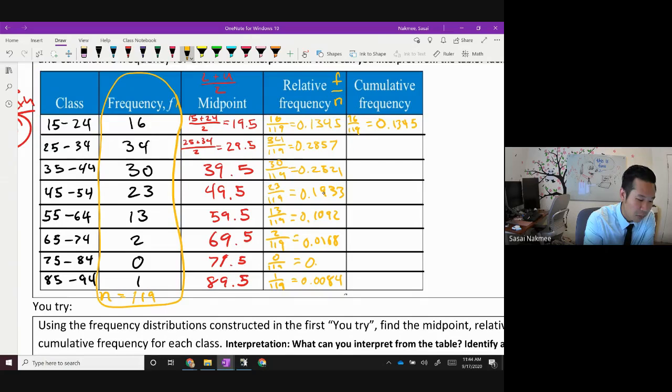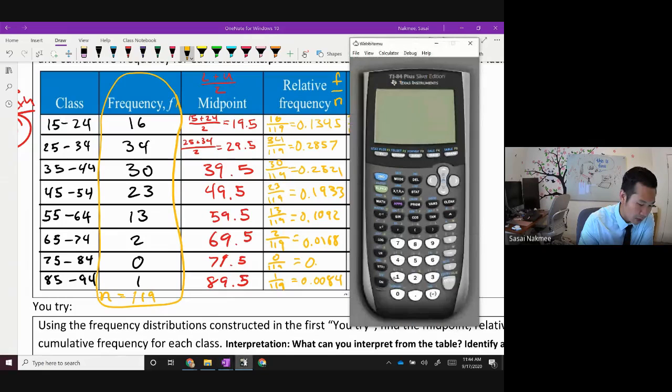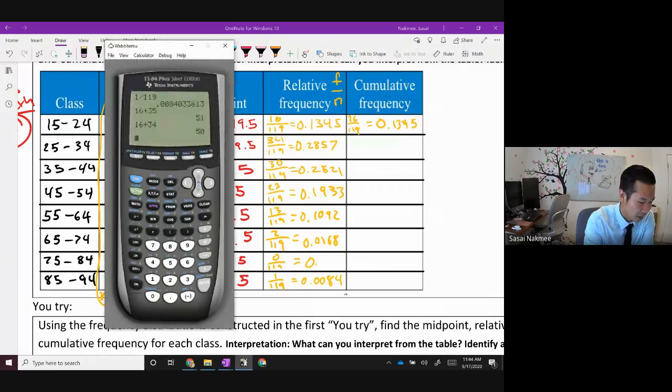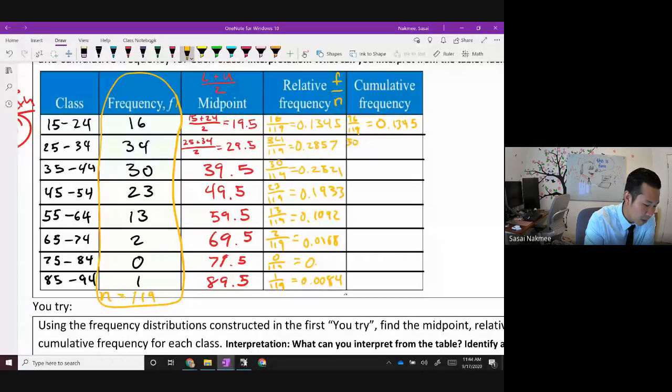So then the next one would be whatever 16 plus 34 is, if you want to keep it as a fraction. So turn on the calculator, 16 plus 34, which is 50 over 119. And if you want to leave it as a fraction, you can leave it like this. Or you can add the decimals up instead.